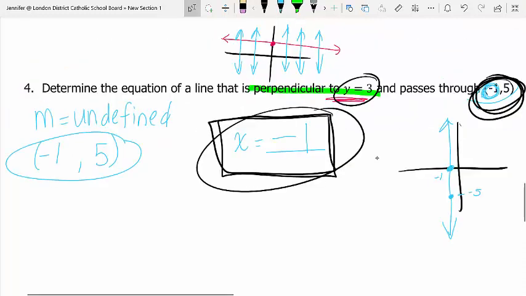Okay, so these sorts of questions, you just want to ask yourself, how can I find the slope first? What's my clue to help me find the slope? And then from there, see if you can find the equation.